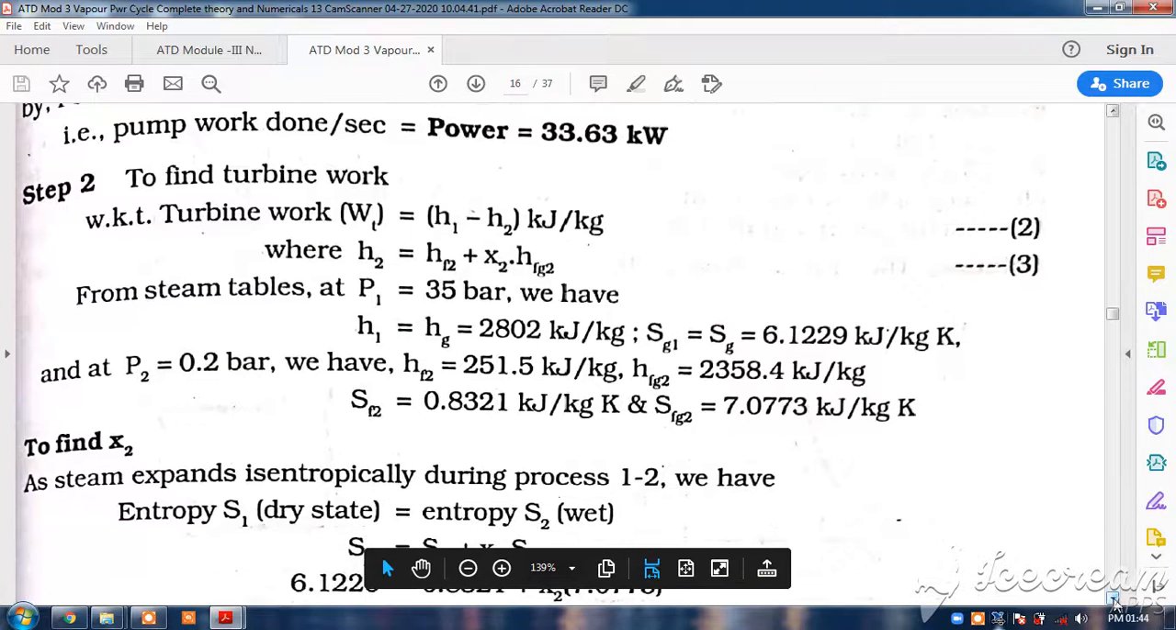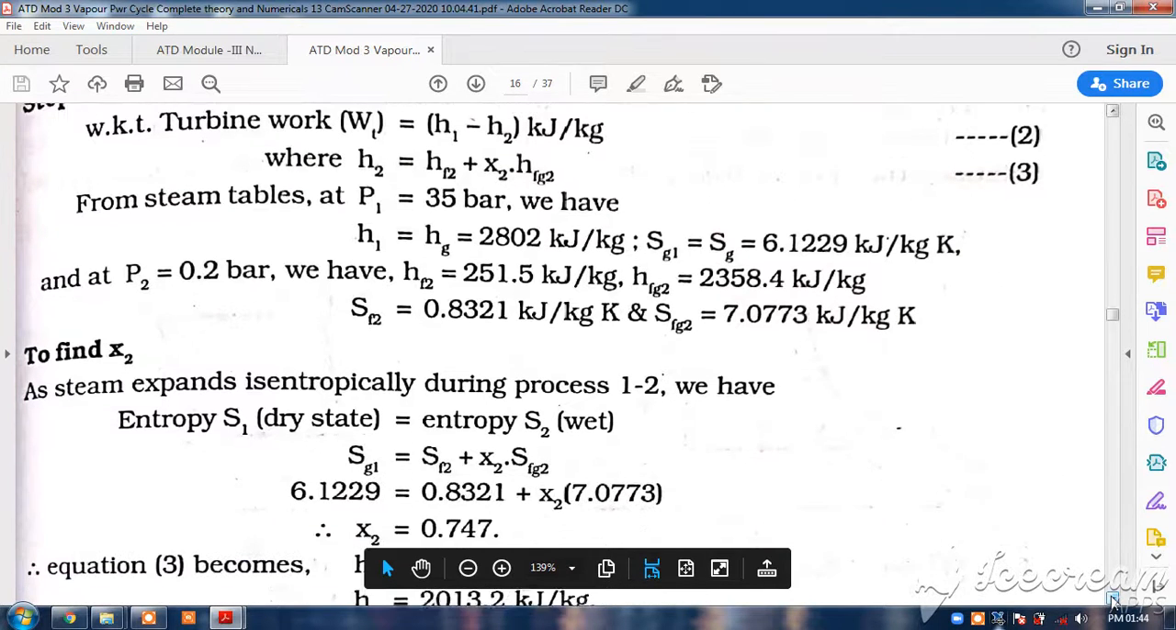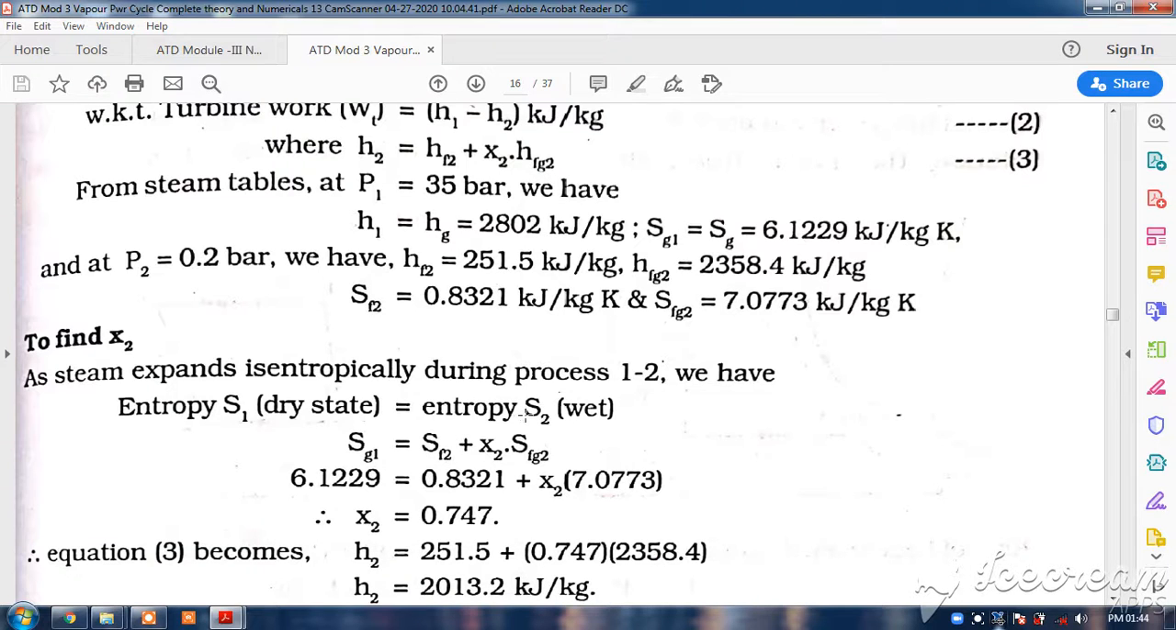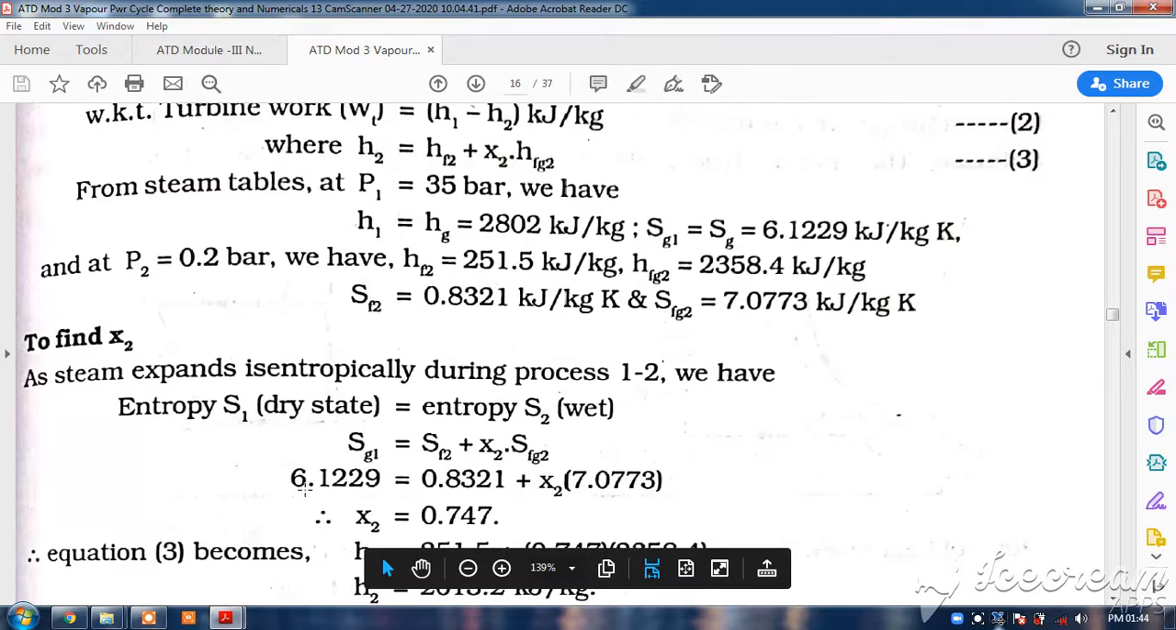Now let us look at turbine work. Turbine work is H1 minus H2. Again H2 is in the wet region, I don't know the enthalpy there, so I will take the entropy and then calculate from entropy. I will take this entropy equation here. S1 is equal to S2, entropy at dry state is equal to entropy at wet state. So for the conditions 1 and 2, for 1 you are only taking SG1, for 2 you are taking SF2 plus X2 SFG2, so X2 you are going to calculate here.